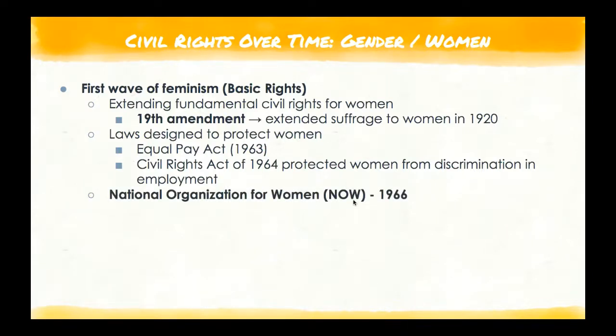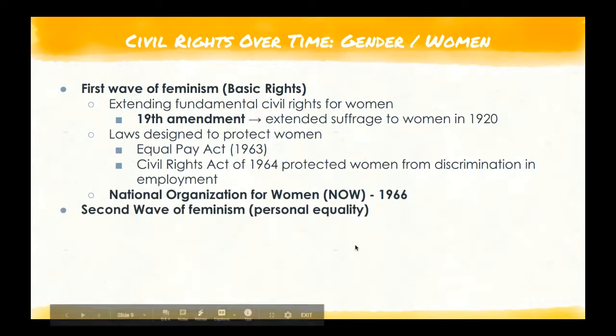During this first wave, we also see the National Organization for Women, or NOW, be created in 1966. So just like the NAACP is going to be formed because of this movement created by the 14th Amendment's Equal Protection Clause, we're going to see an organization and many organizations fighting for female equality as well.